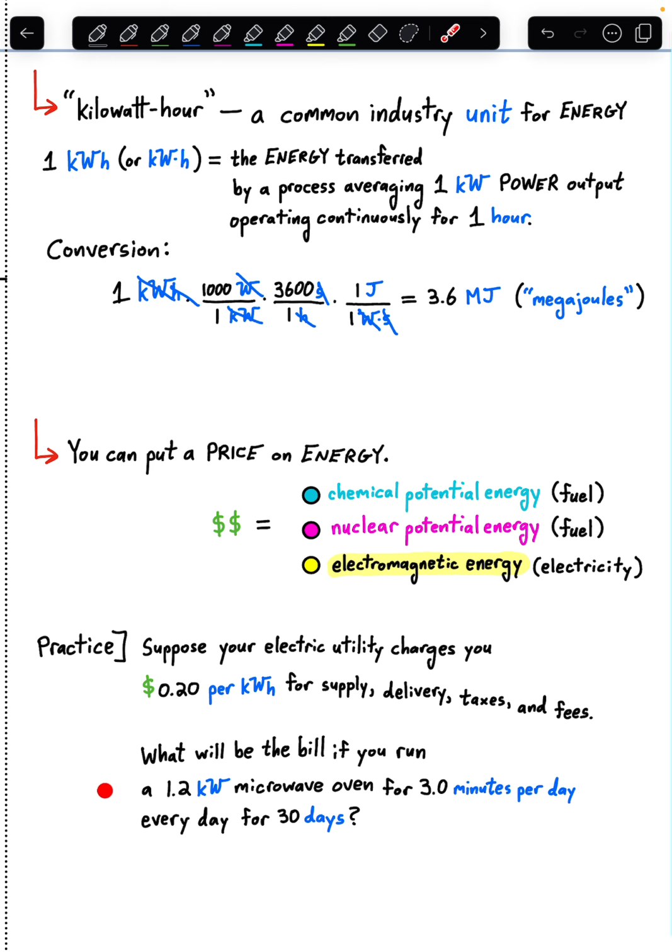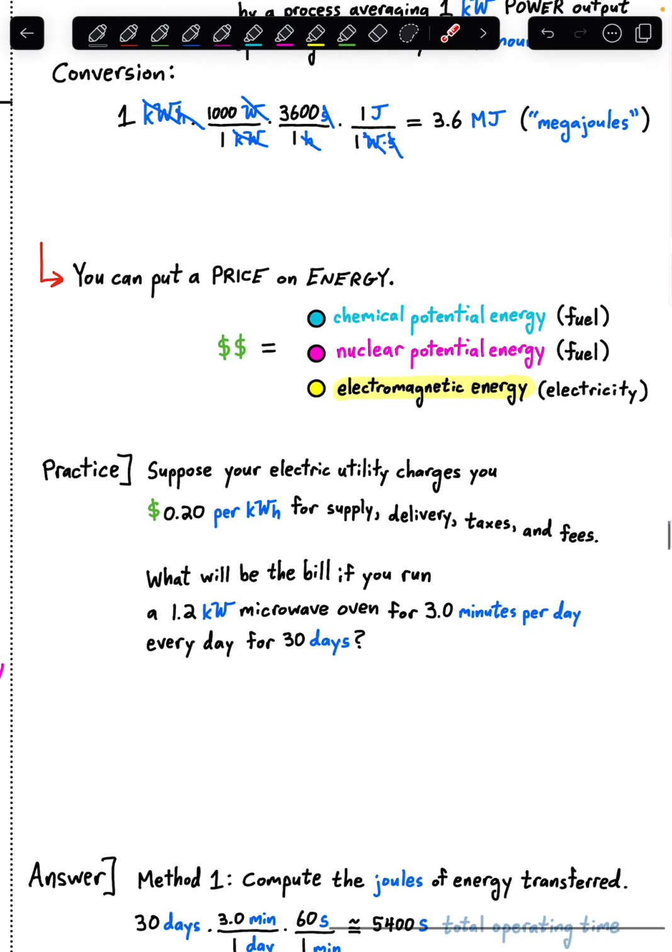Question is, what will be your bill if you run a 1.2 kilowatt microwave oven for 3 minutes per day, every day for 30 days? You're being charged that rate. This is your usage. How many dollars will you be charged on your bill? Pause the video and use the preceding information to work that out. Got it? Here's our answer.